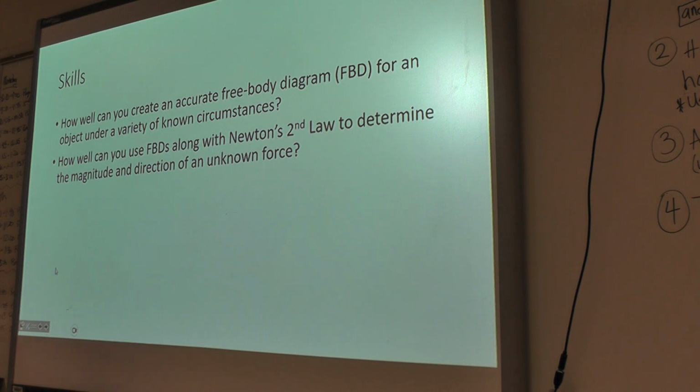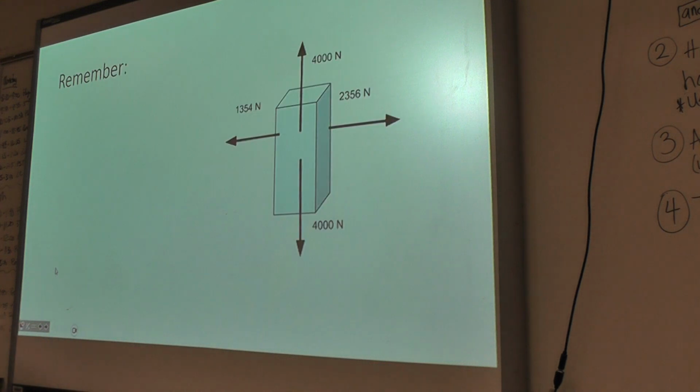And then we're going to think about a special condition called equilibrium. If we know an object is in this special condition called equilibrium, can we use that information to determine an unknown force? So I'm going to walk you through all of this stuff.